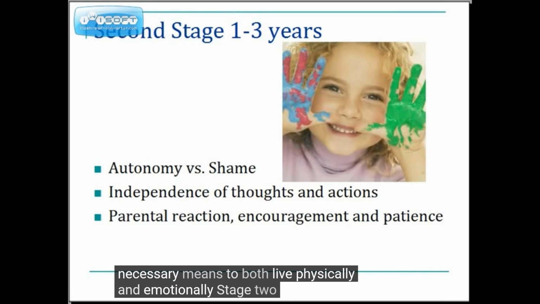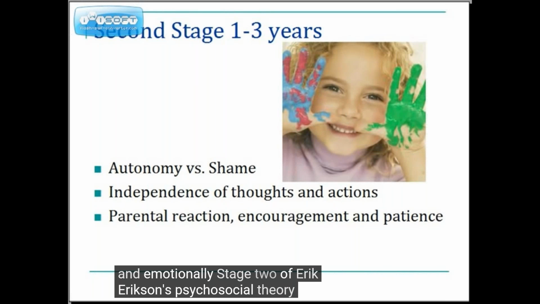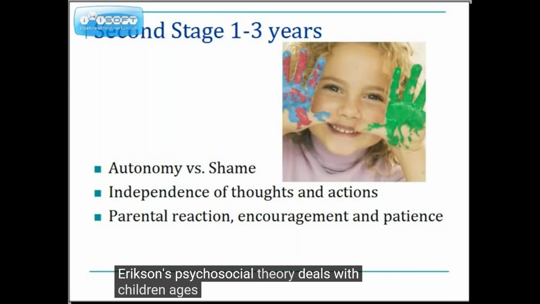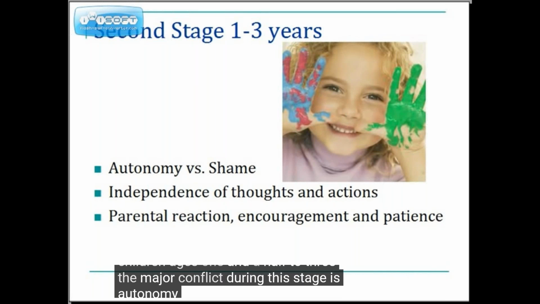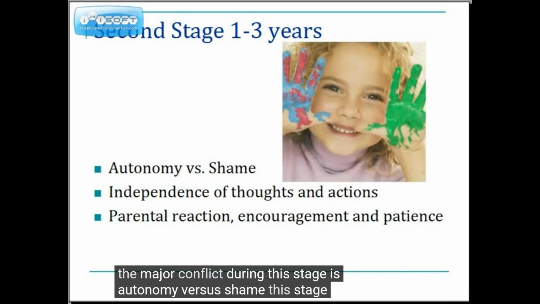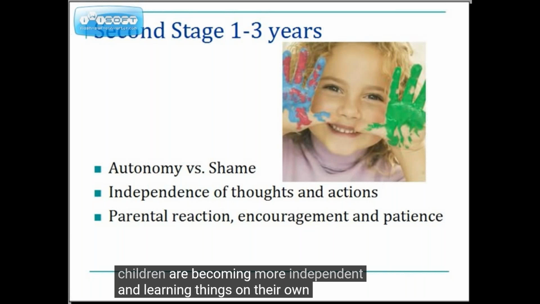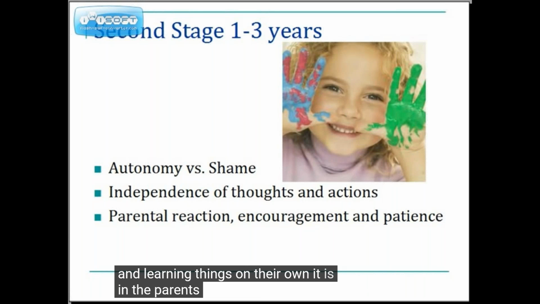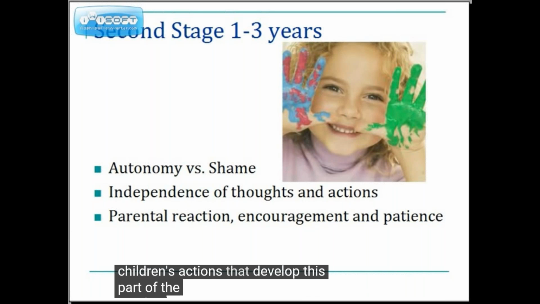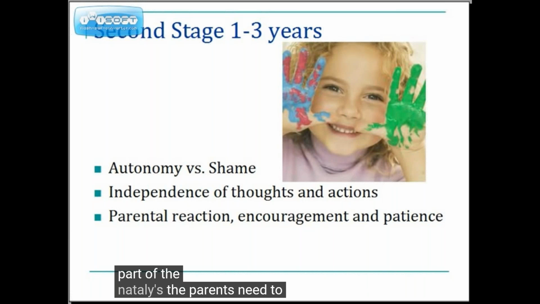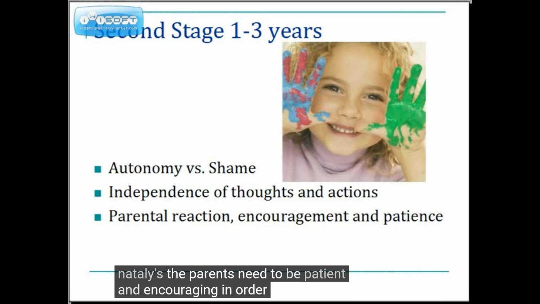Stage 2 of Erikson's psychosocial theory deals with children ages 1.5 to 3. The major conflict during this stage is autonomy versus shame. This stage, children are becoming more independent and learning things on their own. It is in the parents' reactions to their children's actions that develop this part of their personalities. The parents need to be patient and encouraging in order for their child to develop properly in this stage.